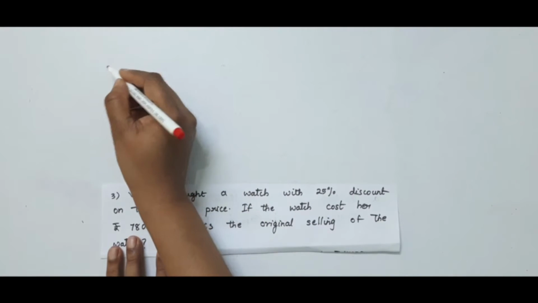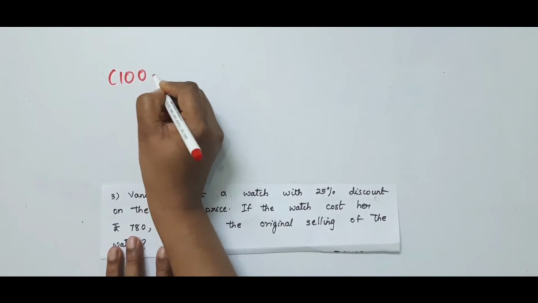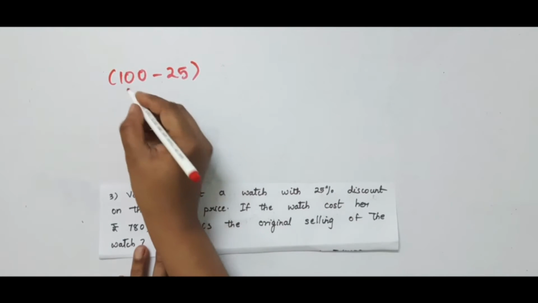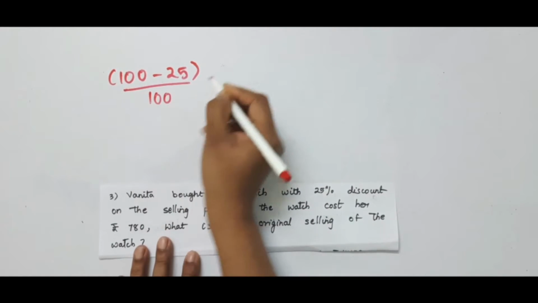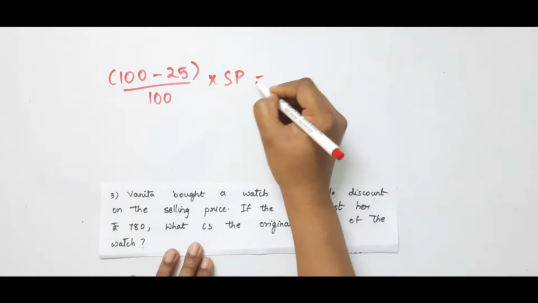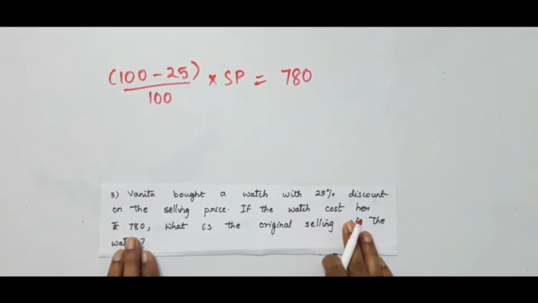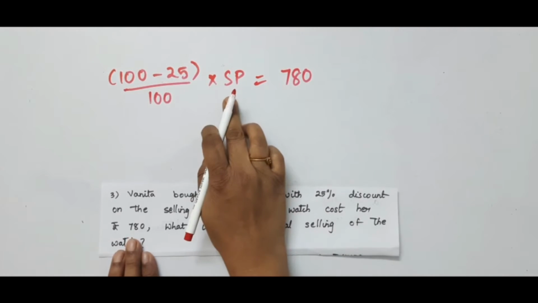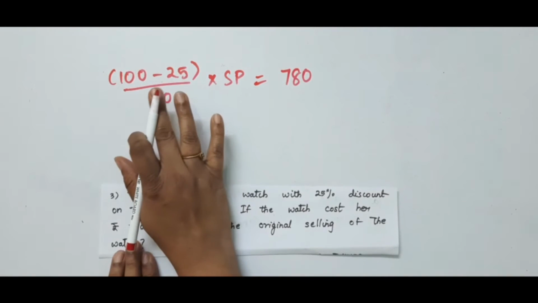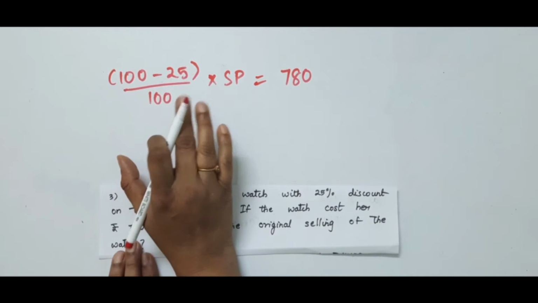So if there is 25% on the selling price, we have to find the selling price, is it not? 25% on the selling price is nothing but 100 minus 25. That is, we have to subtract 25 from 100 and multiply by the selling price. The selling price which we have to find is equal to 780 rupees, that is the market price, the cost of the watch. He asked for the selling price and said a 25% discount was given on the selling price. So you have to multiply the selling price by 100 minus 25 divided by 100.